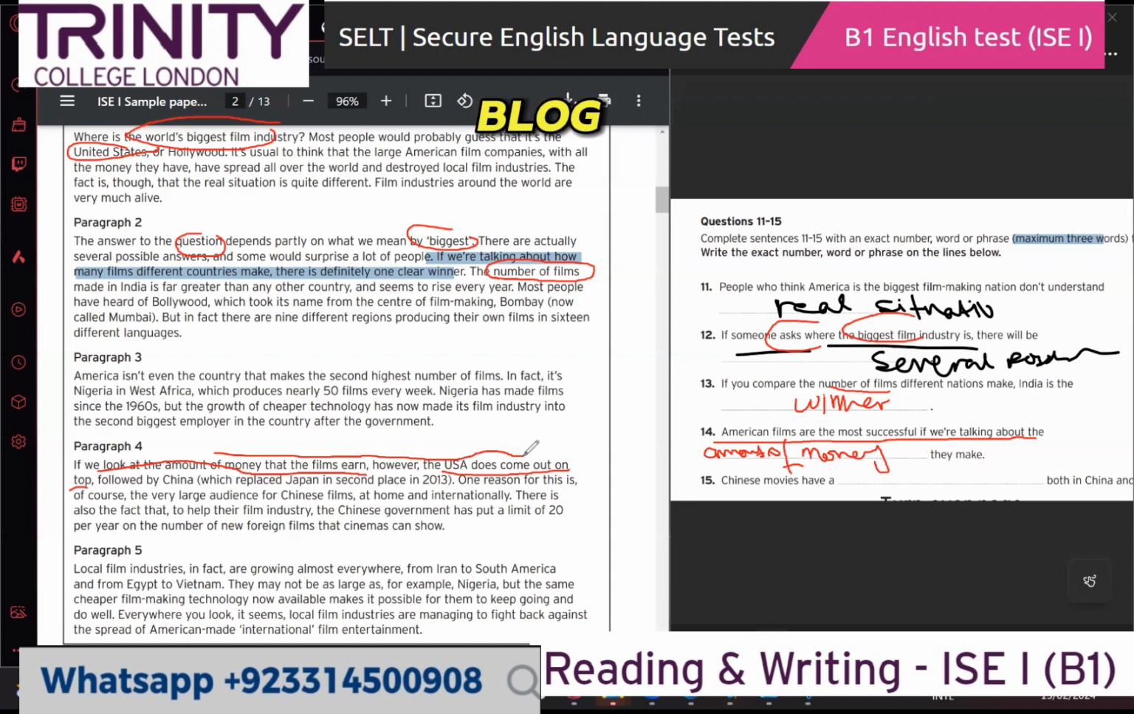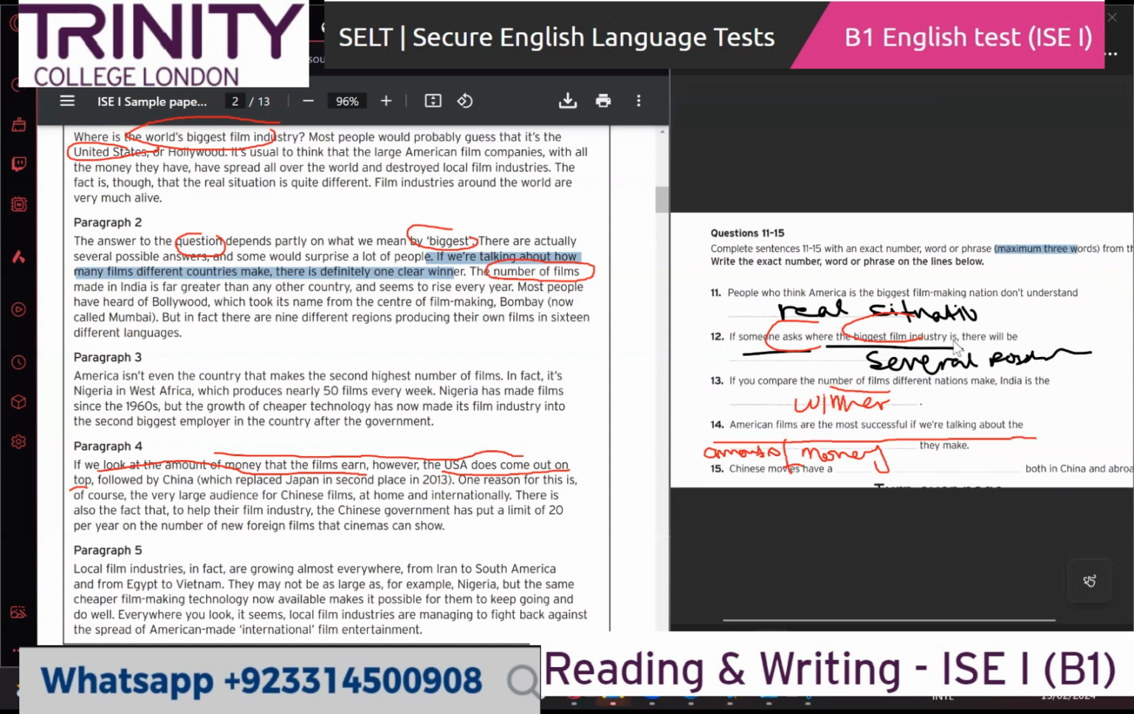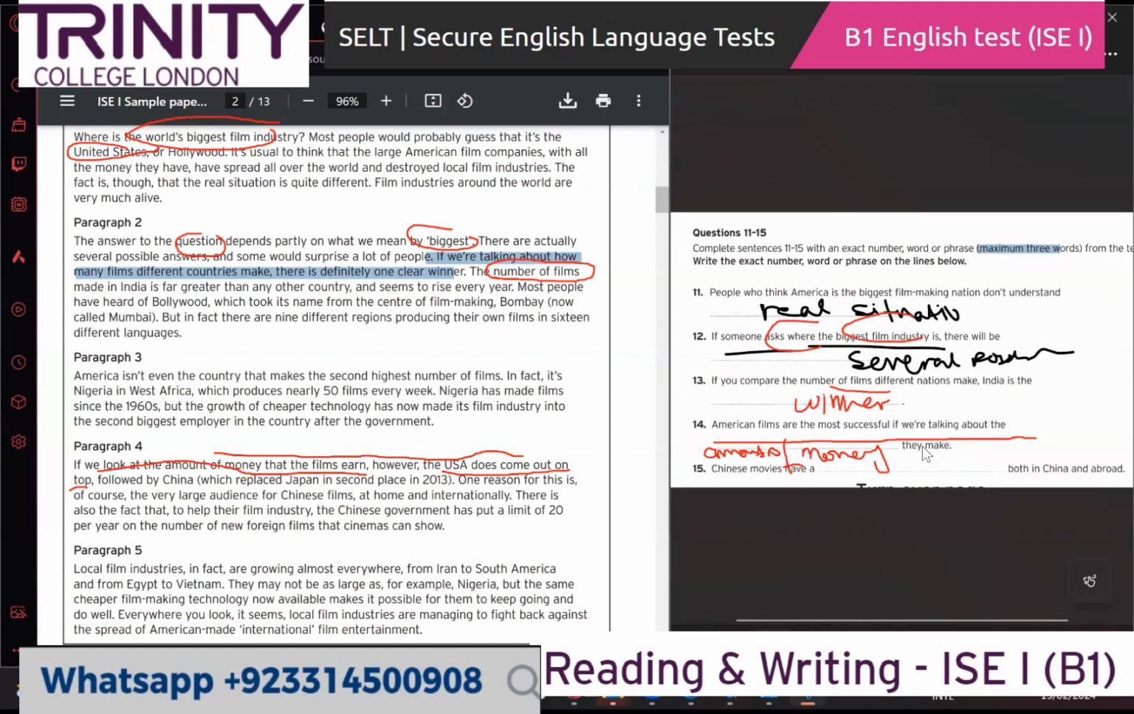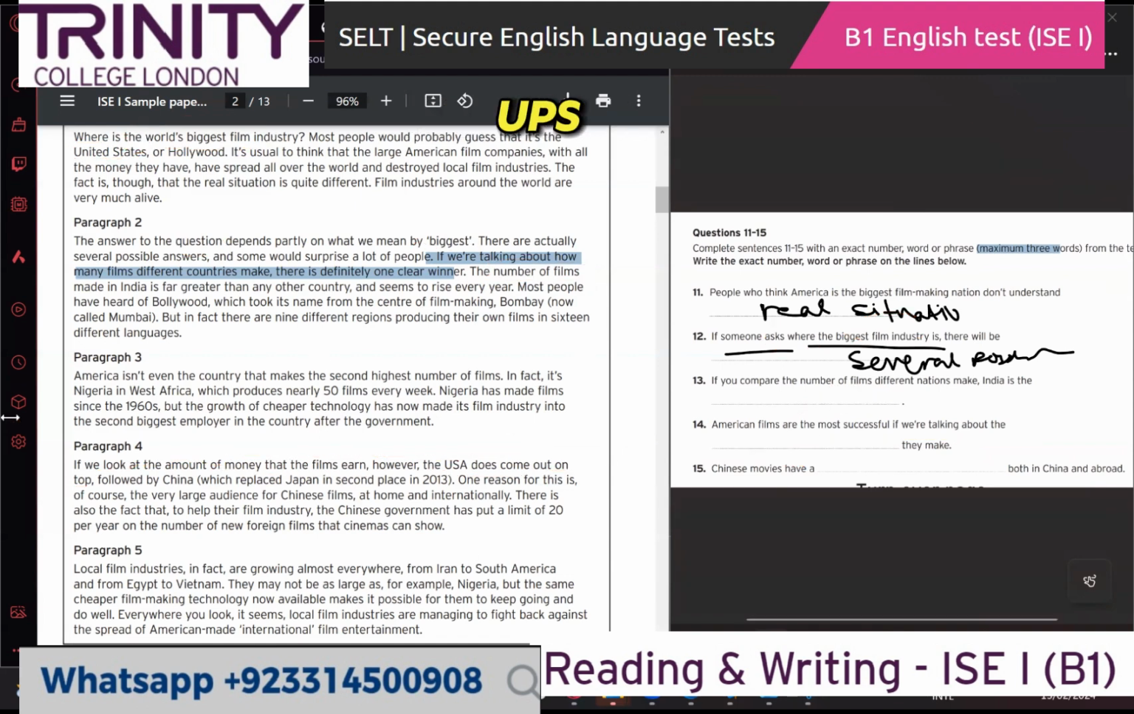Last question. Chinese movies have a blank both in China and abroad. I write Nigeria. No, look at paragraph 4. See, you have given me all wrong answers. Look, wait, hold on. Chinese film at the international. First of all, we need to find the word Chinese movies. So they say Chinese films here, okay?